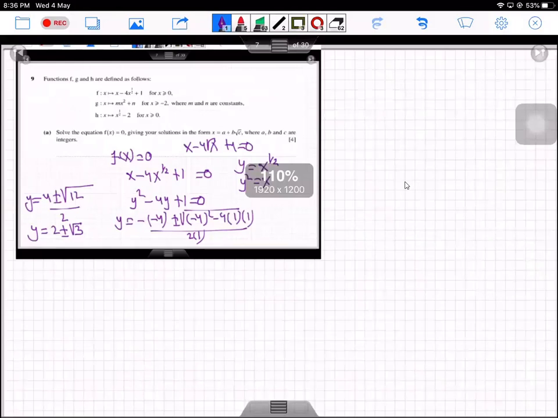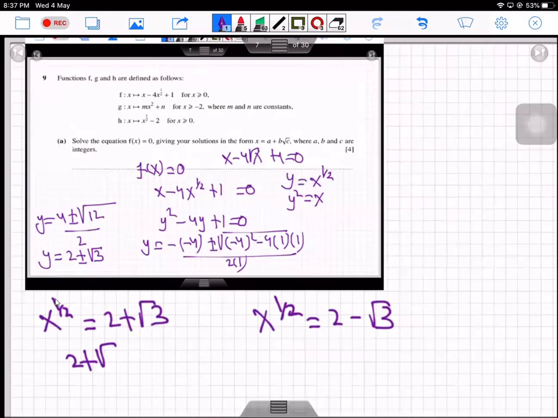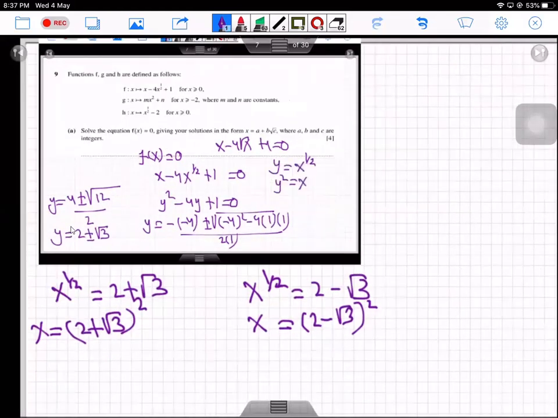Y is actually equal to x raised to the power half. So x raised to the power half is equal to 2 plus root 3, and x raised to the power half is equal to 2 minus root 3. In order to find the values of x, you need to take the whole square on both sides. So 2 plus root 3 whole squared will give you x, and 2 minus root 3 whole squared will give you x. Since you need your final answer in a certain form, we need to solve it manually further.